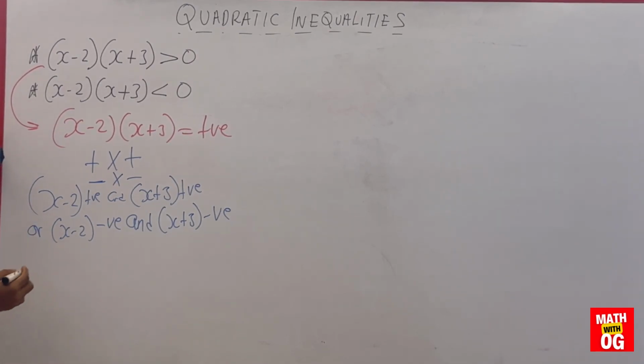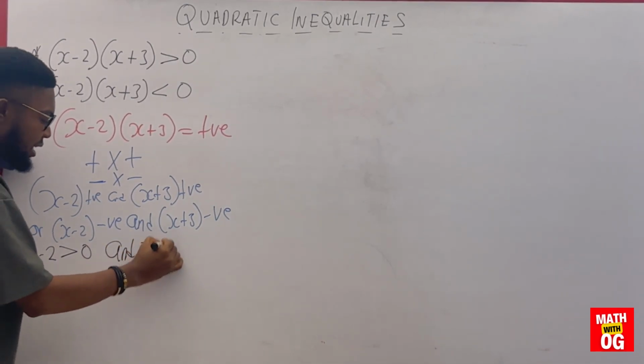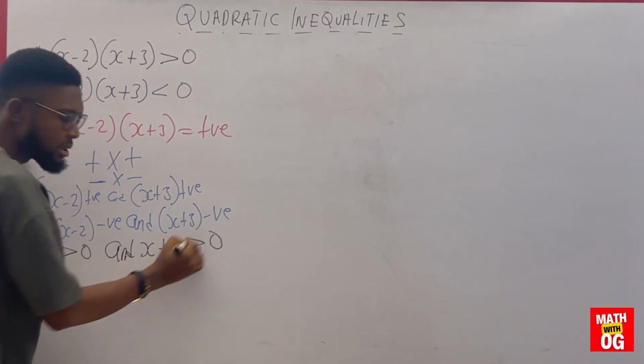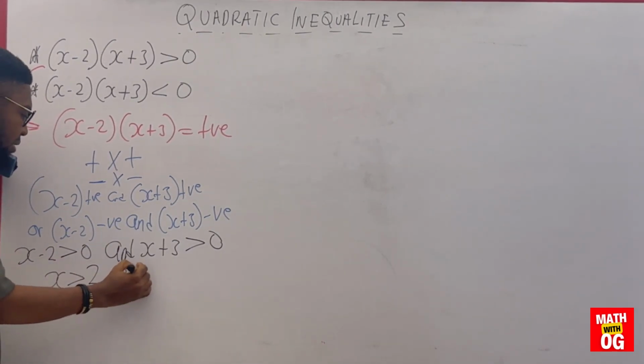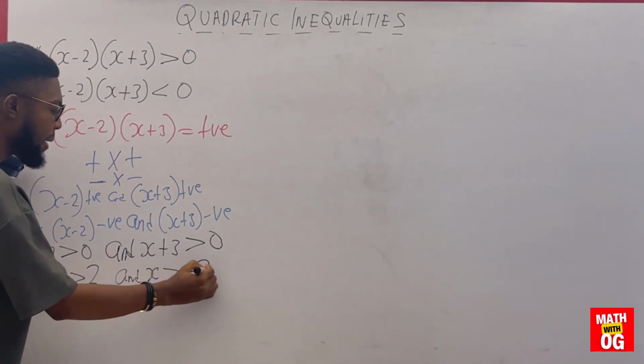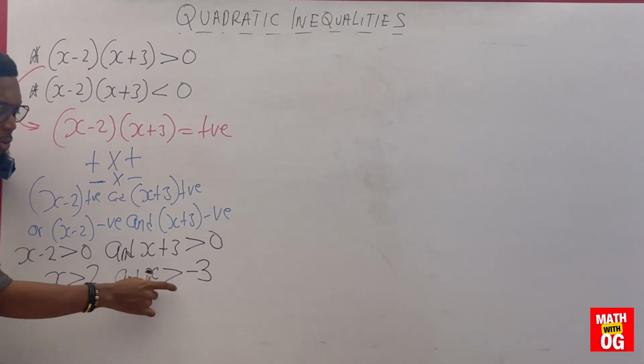If x minus 2 is positive, it means x minus 2 must be greater than 0, and at the same time x plus 3 must be greater than 0. That's the meaning. Now if x minus 2 is greater than 0, that simply means x is greater than 2. And if x plus 3 is greater than 0, that simply means x is greater than minus 3. So x must be greater than 2 and at the same time x must be greater than minus 3.